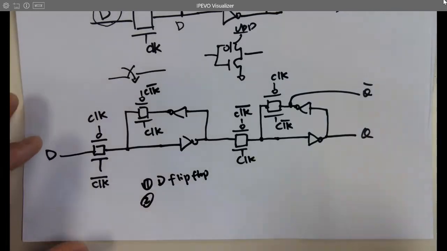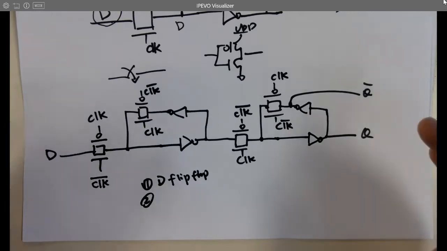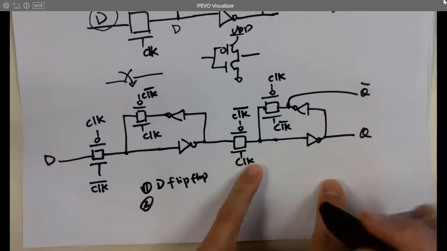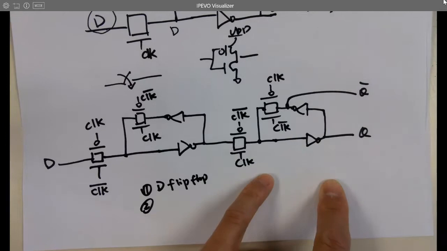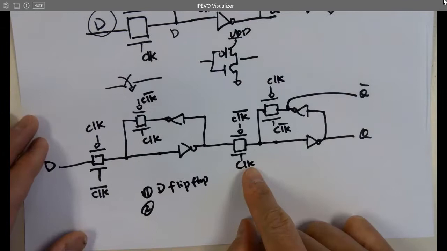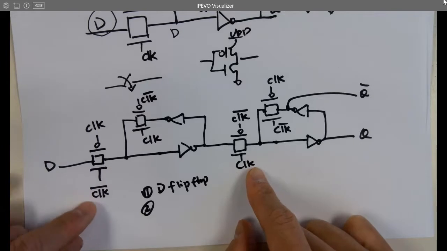So actually, to answer that question, when you are judging if this is a rising edge or falling edge, I think you should look at the output, not the sampling, but the output. So when the output triggers, for example, this one, you can see it's a clock, not clock bar, right? So it should be rising edge triggered. Falling edge samples.